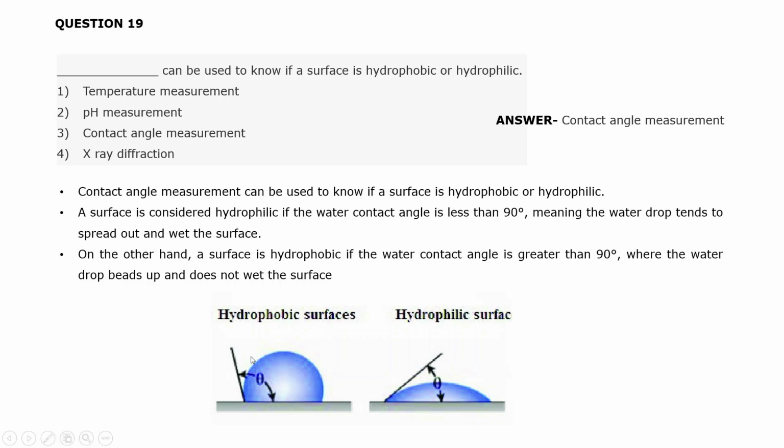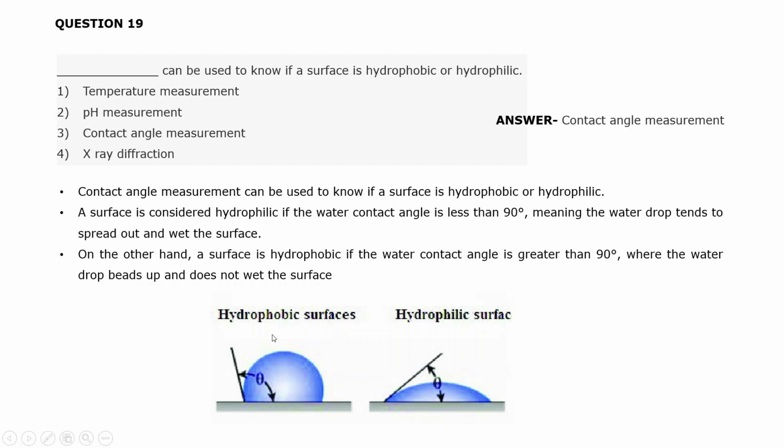But if you put it on a hydrophobic surface, say polystyrene, then it will form a more rounded drop there. If you compare the contact angle of the water on the hydrophobic surface, you can see that the angle will be much larger, more than 90 degrees. In the case of a hydrophilic surface, the water spreads out. In the case of a hydrophobic surface, it wouldn't spread out. So there is a difference in angle there.